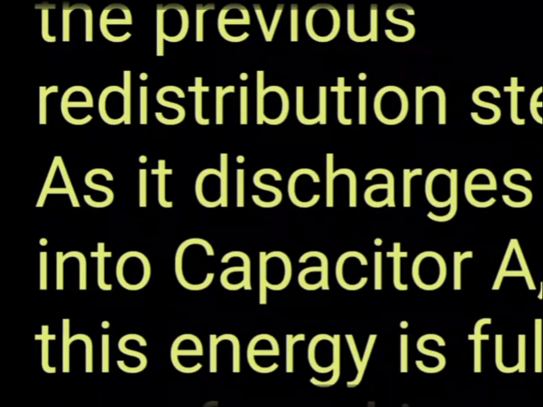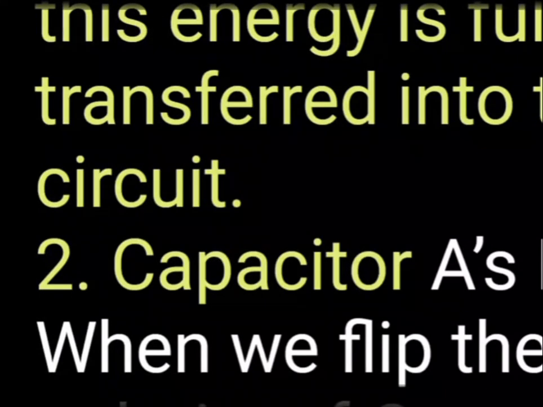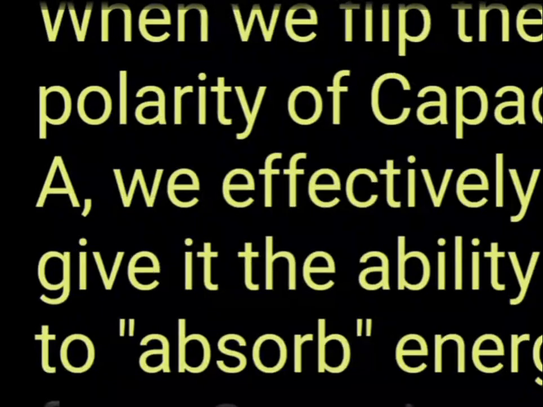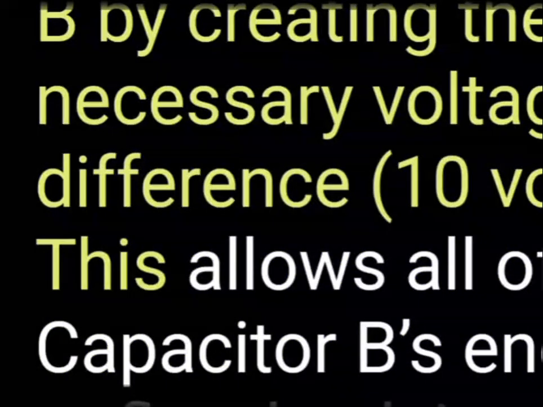2. Capacitor A's role. When we flip the polarity of capacitor A, we effectively give it the ability to absorb energy from capacitor B by creating the necessary voltage difference, 10 volts. This allows all of capacitor B's energy to flow back into the system, but with a twist. The energy is redistributed in such a way that capacitor A ends up with 0 net charge after the transfer.